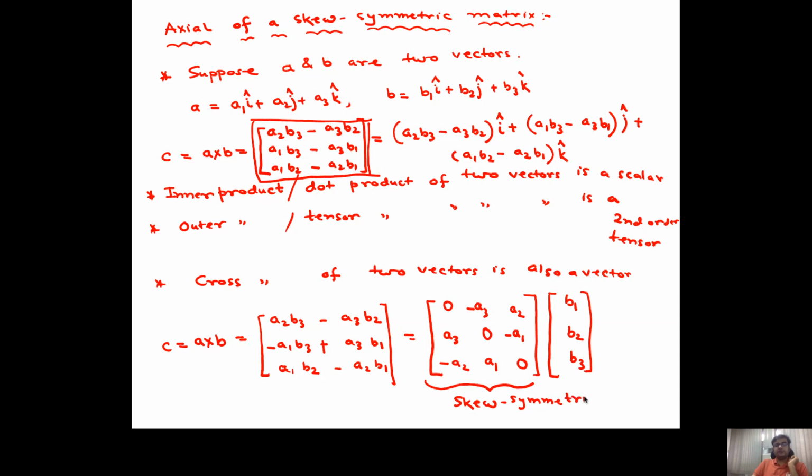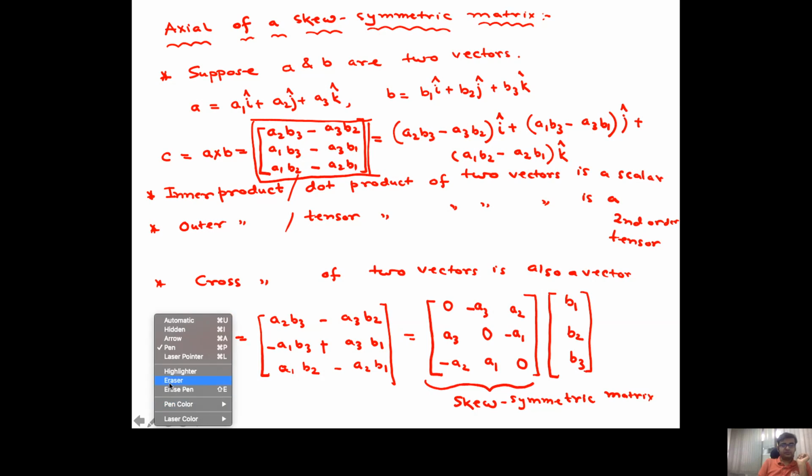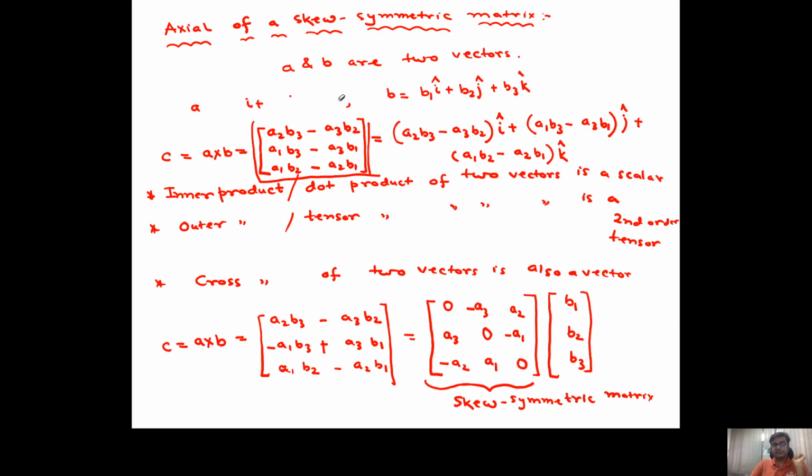This is a skew symmetric matrix. And now finally we are in a position to talk about axial. So let me clear up some space. The last line is the only thing that we need. So let me clear up some space so that we can proceed with the final step of this definition of axial.